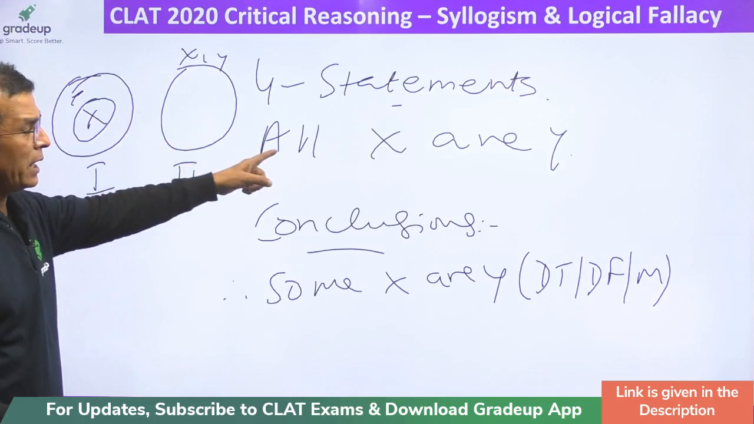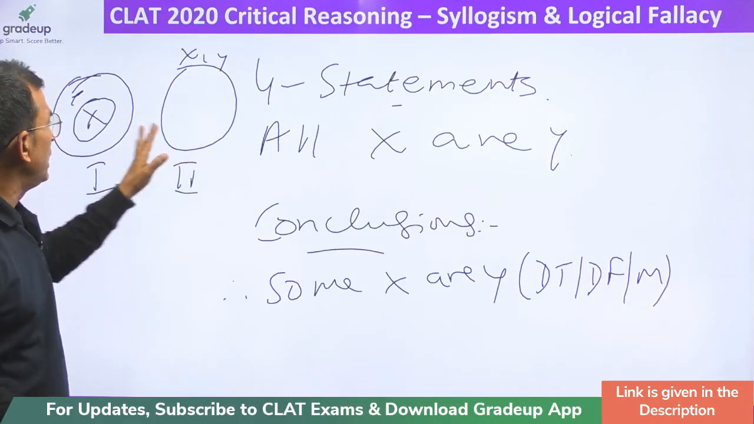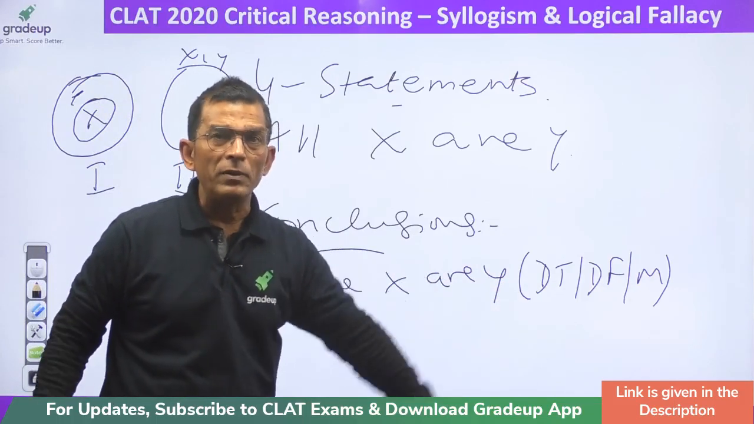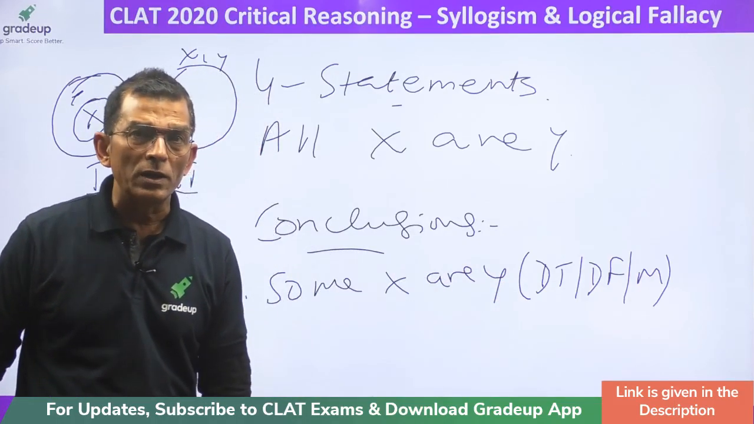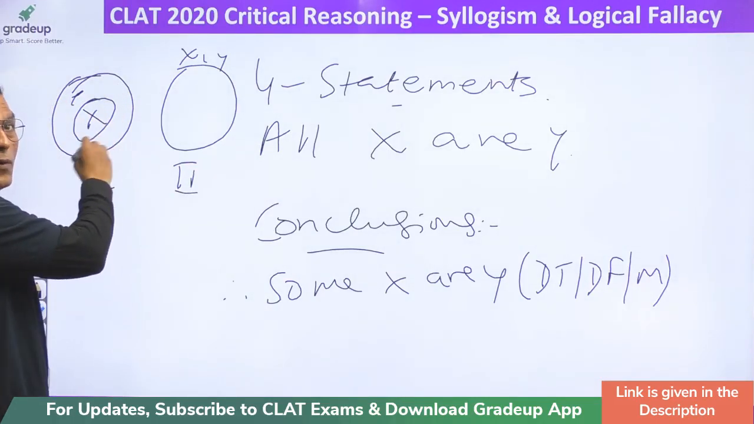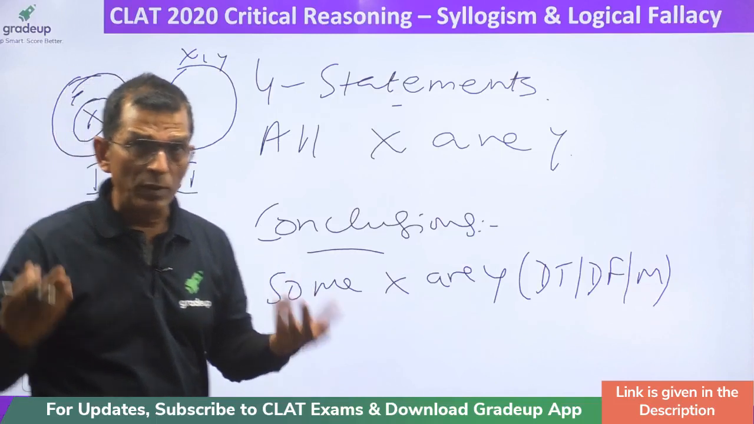See, here it says all X are Y. So what do you believe? Some X are Y is definitely true, definitely false, or maybe. What do you think? It is definitely true, sir. Yeah, and pay attention to the class. You see, this is all X are Y. If all X are Y, then some X must be Y.